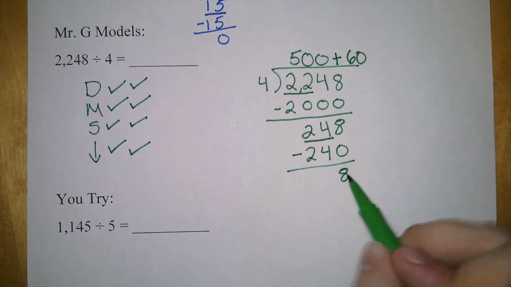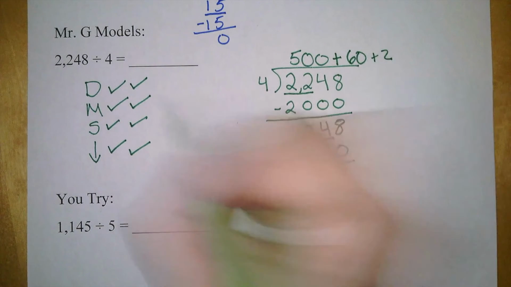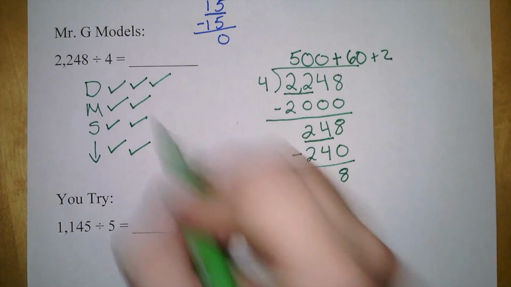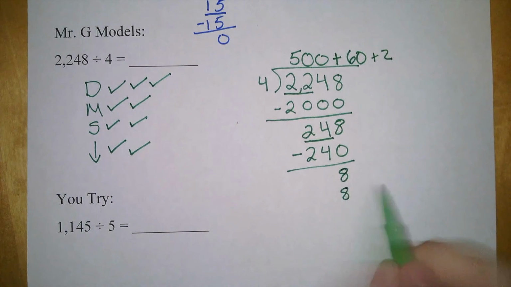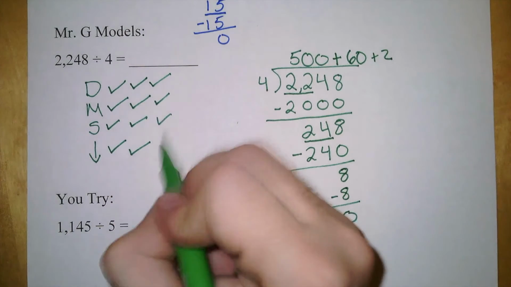All right, now let's do our ones. 8 divided by 4 is 2. There's divide. Let's multiply. 2 times 4 is 8. So I'm going to write down 8 here. Multiplied. Let's subtract. Great. And now I know there's no remainder.